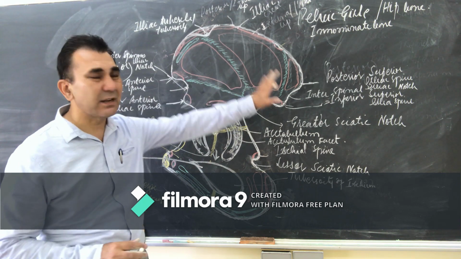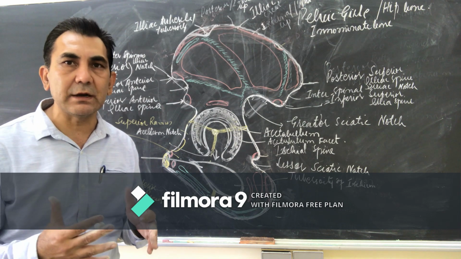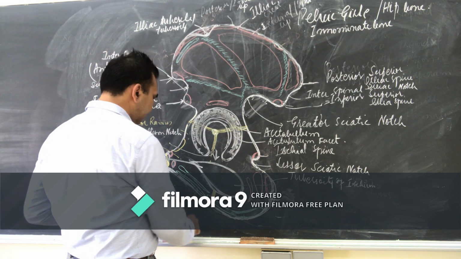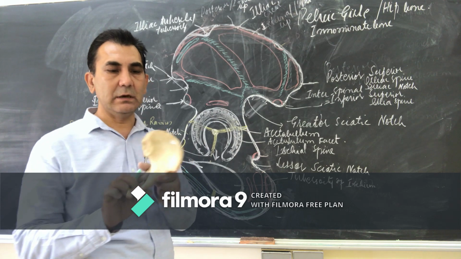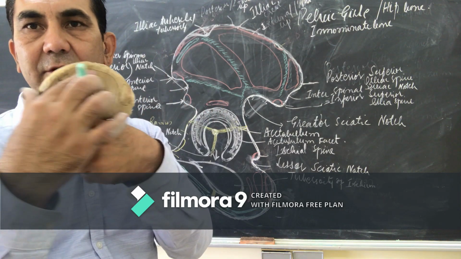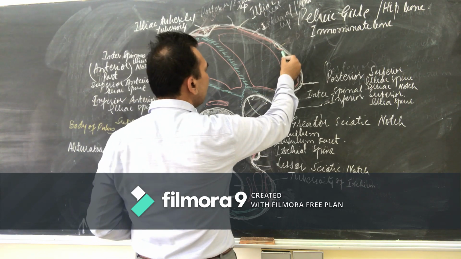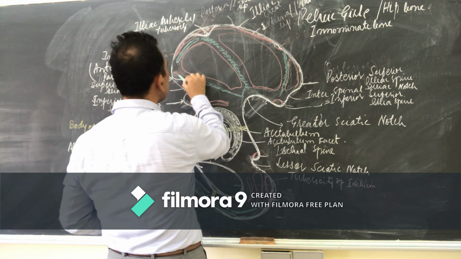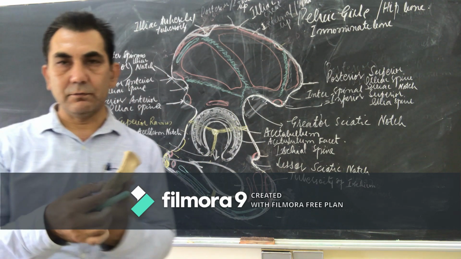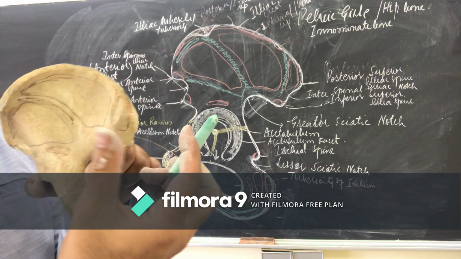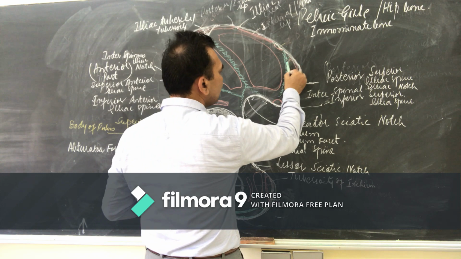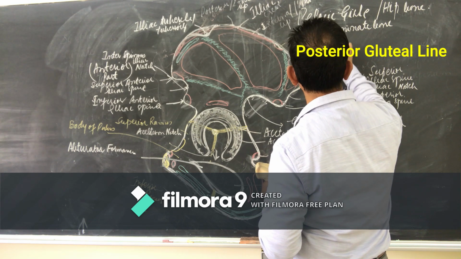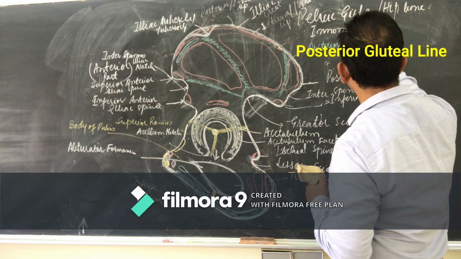Now we will come to some surface areas and which particular muscles are attached over here. On the lateral surface of the ilium bone, you are looking here, there are three lines. The line which is present on the posterior side is called the posterior gluteal line.